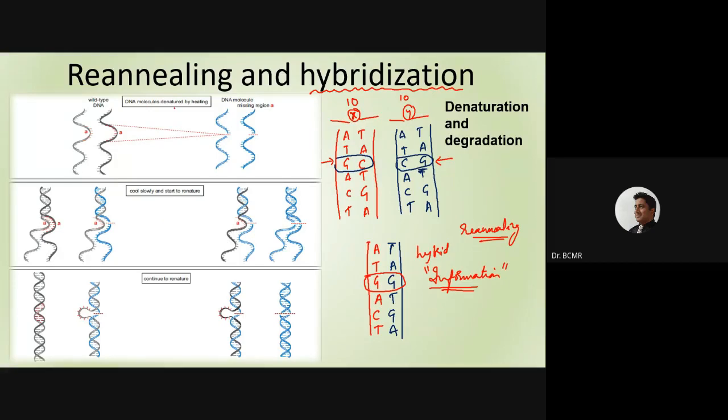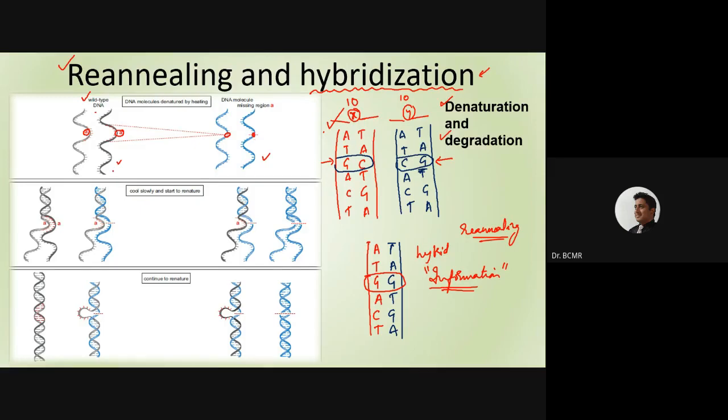So I hope I have addressed the terms: what is denaturation, what is degradation, renaturation or reannealing is the same, and what is hybridization. So here we'll go by what is given in the textbook, a nice, simple experiment. Say this is a wild type gene. You can call this part wild type. And the other one is somewhere, the difference between these two DNA molecules is that in one place there is one gene that is present in the wild type, whereas in the mutant that A is missing.